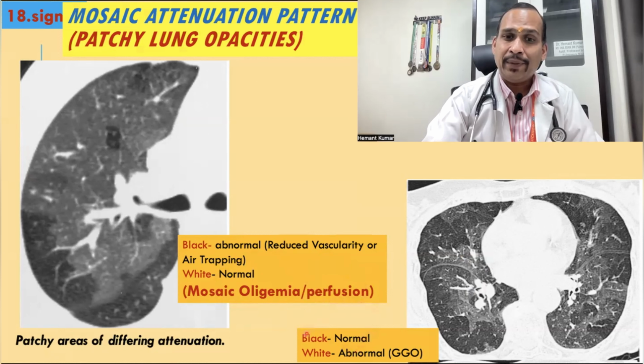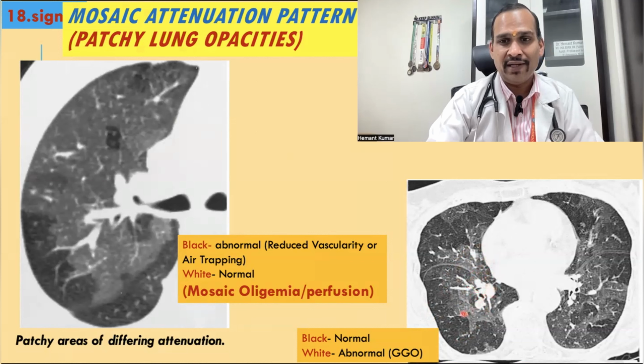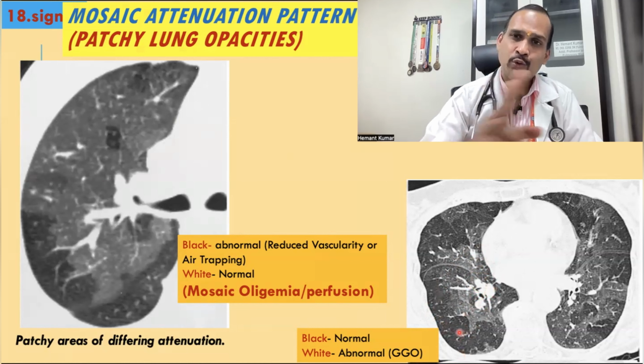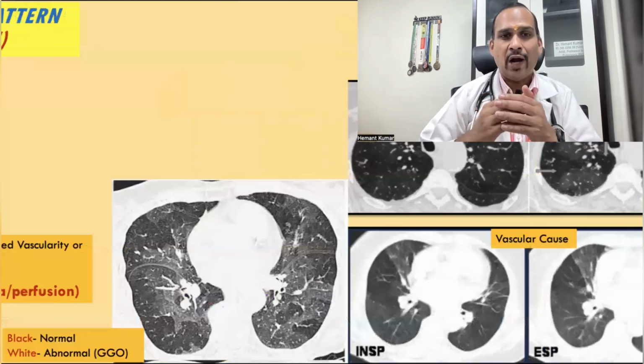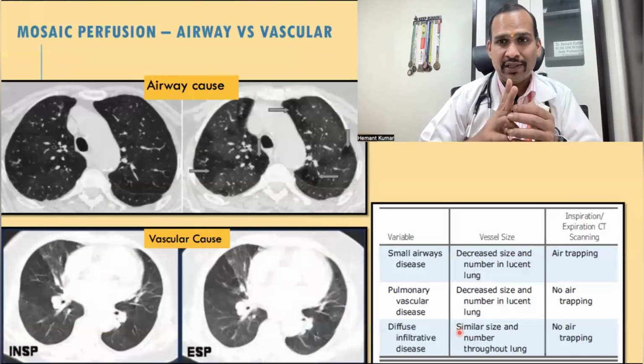If black is normal and white is abnormal in this CT scan, then white is GGO, ground glass opacity, while black is normal. So two things are there. So how to differentiate between these two conditions?